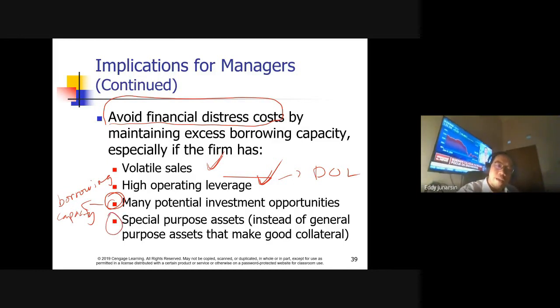Or you have special purpose assets that cannot be used as collaterals, right? This would make it very difficult to get borrowing, right?